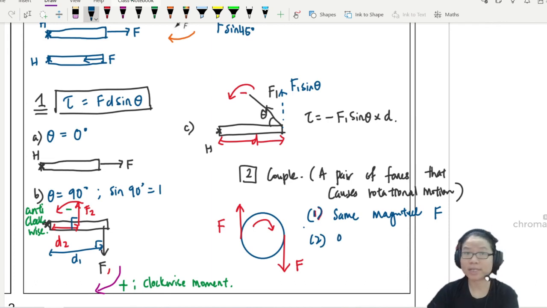Teacher, this one nothing to do with Newton's third law, okay? If Newton's third law happens to give you a couple, that is a consequence. So opposite direction.